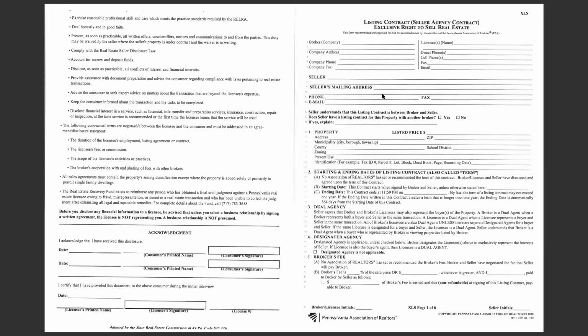Seller agency, exclusive right to sell real estate. That is the only form we use for our listings. Exclusive right to sell real estate. Starting at the top, like I've said over and over for those of you who have taken my classes, these lines are here for a reason. These lines are here to be filled out. Realtors have got to stop being lazy.